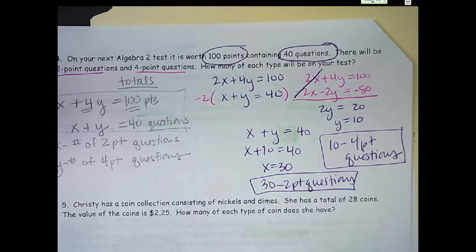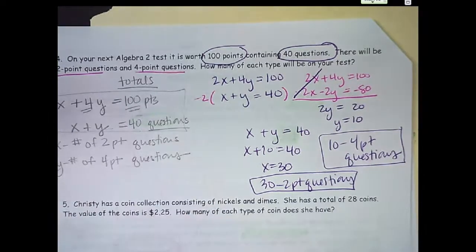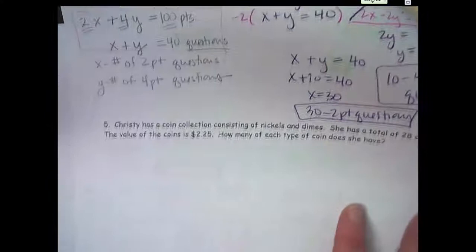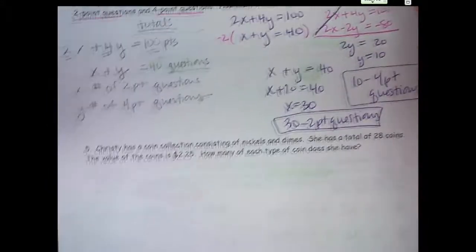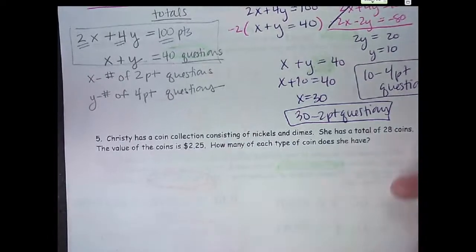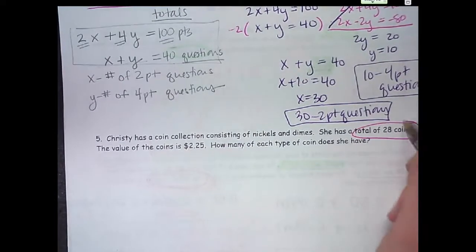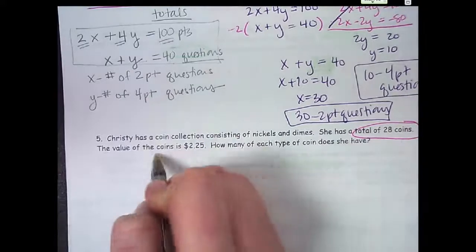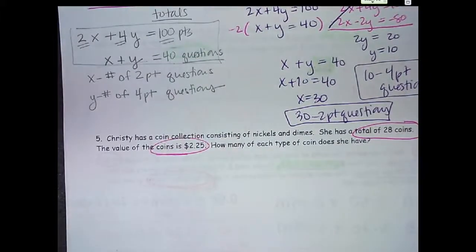So we did 1 and 2, which are the same type of question. That's on your test. 3 and 4 are the same. That's on your test. Number 5 is very similar to number 3 and 4, but the setup's a little bit different. Okay, so look at number 5. Christy has a coin collection consisting of nickels and dimes. She has a total of 28 coins. The value of the coins is $2.25. How many of each type of coin does she have?